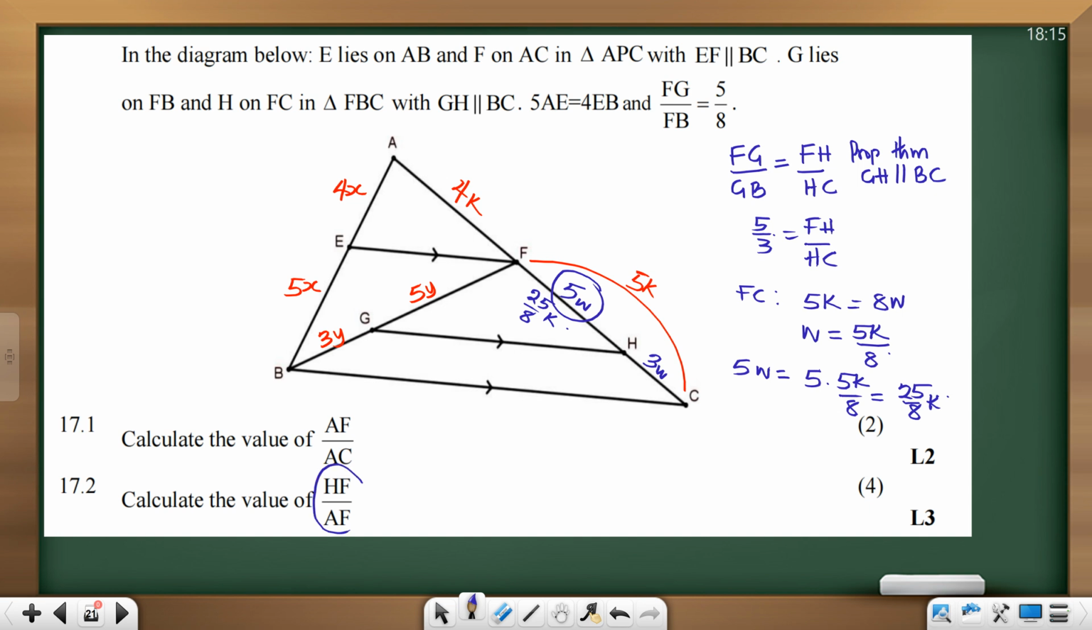Why now? Come, let's walk through this. HF over what? This one, there's no need for even ratios. Do I know HF? What is it? 25 over 8k divided by, what is AF? 4k. Do you notice the k cancels? What do I have now? 25 over 8 divided by 4, which is, nope, 25 over 32. Remember, if I say divided by 4, now it's times 1 over 4. And I'm done with it.